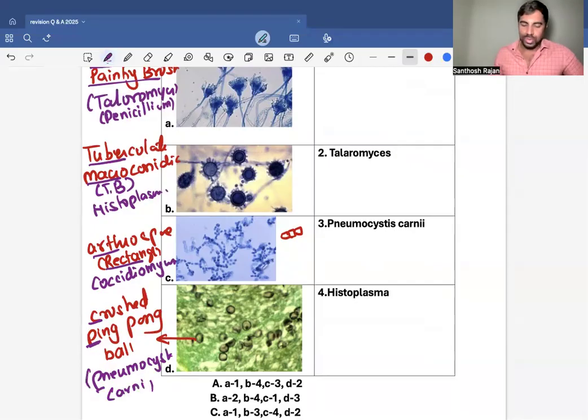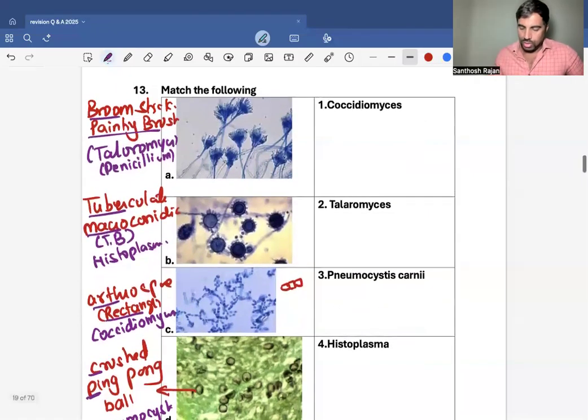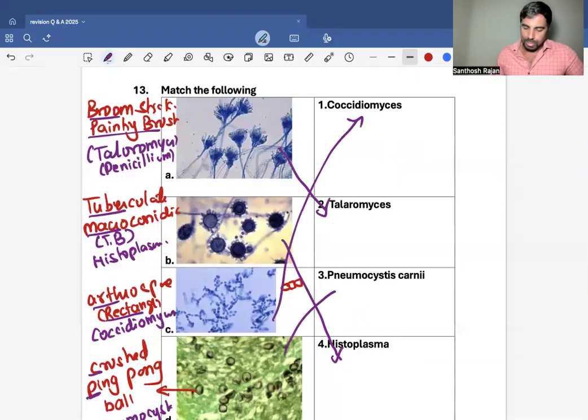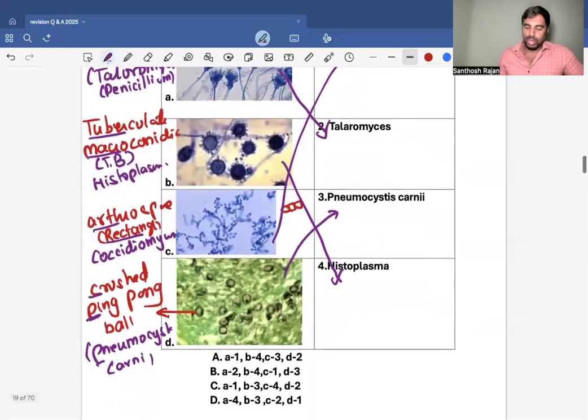Now you have to match the thing. Directly everything is done. The first one we told, it's Thalai, so Talaromyces. Tuberculate, which is looking like TB, is histoplasma. Arthrospore, coccidioidomyces. Pneumocystis carinii, ping pong appearance. That's all. Very simple. Without options only, you can tell it.